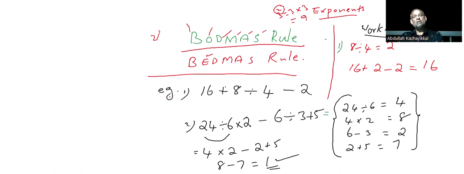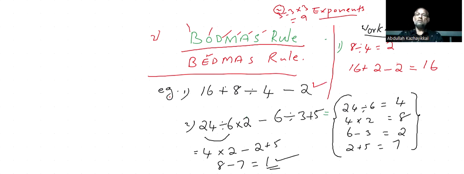Anybody has confusion? B for bracket, O, D for division, M for multiplication, then addition and subtraction. Now, 16 plus 8 divided by 4 minus 2. All of you write this question. 16 plus 8 divided by 4 minus 2.